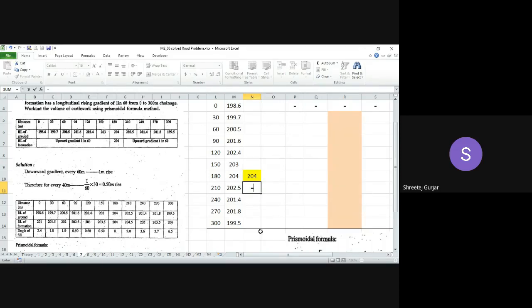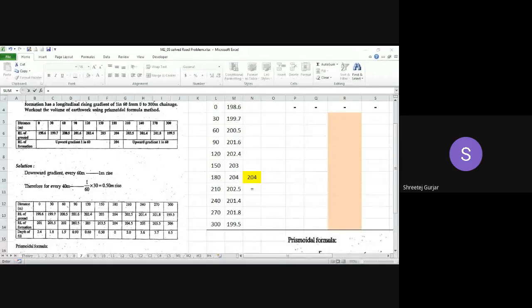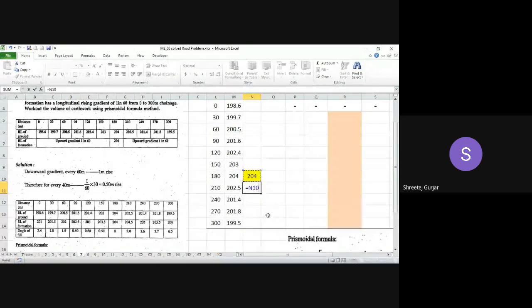Now what is the formula that I'll have to use to calculate the RL of formation? For every 30 meters it is a 0.5 meter rise. It is the usual thing that we did in our previous numericals. Since it is a rising gradient, I have done plus 0.5. So this side I have got.